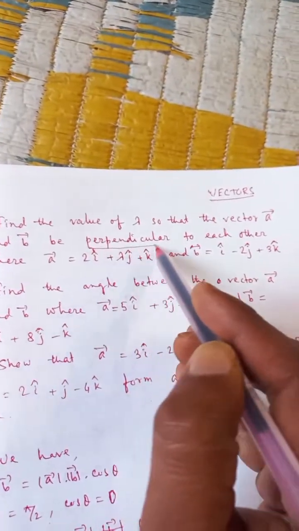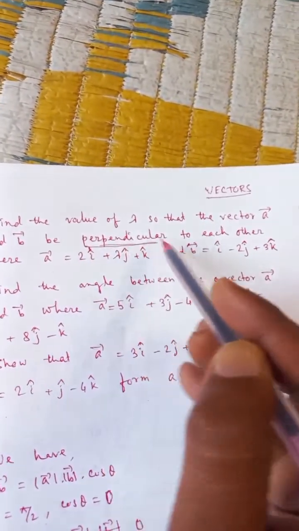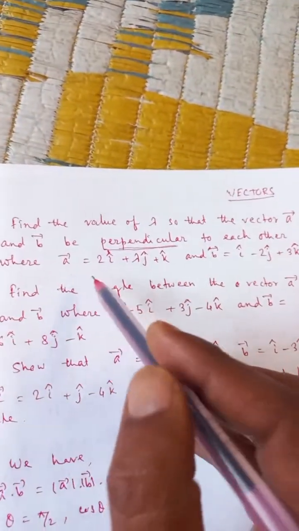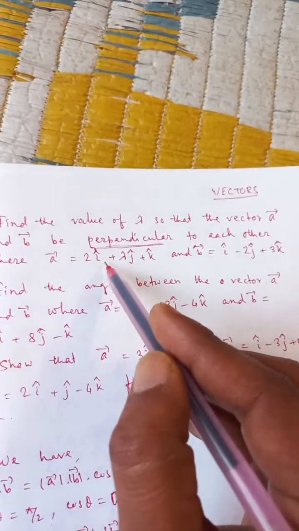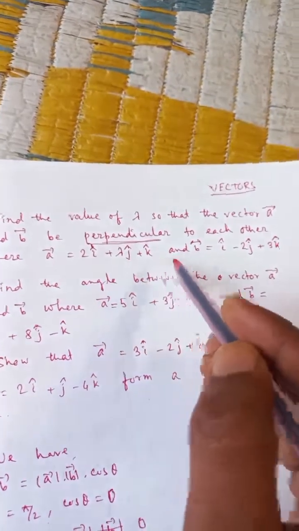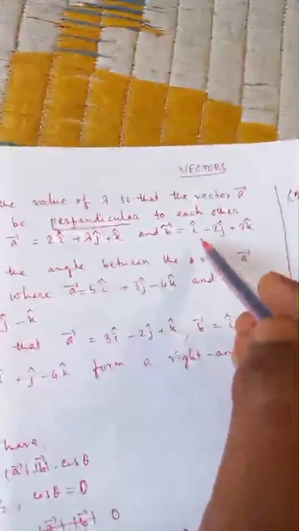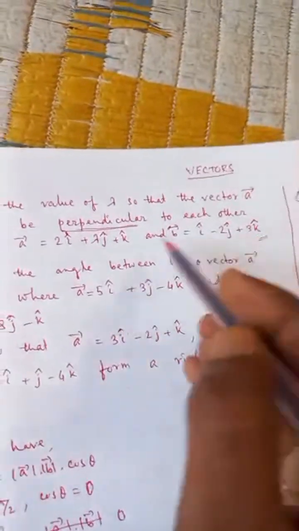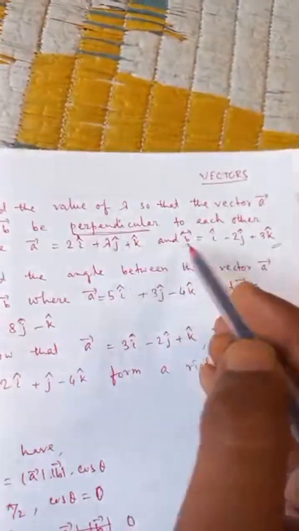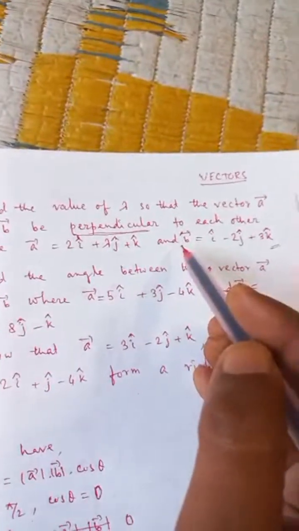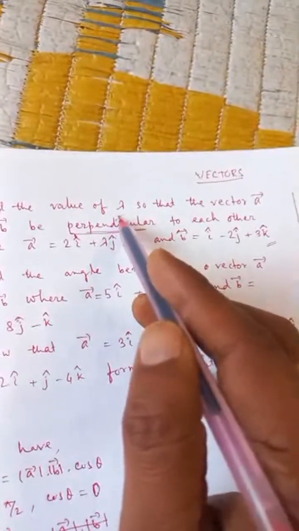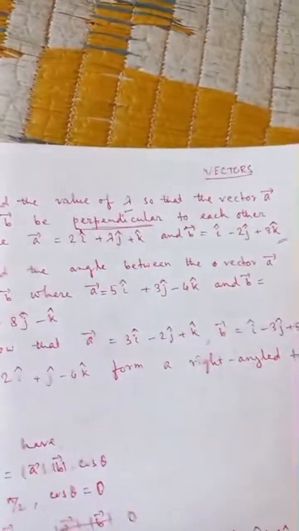Vector A and vector B are perpendicular to each other, where vector A is given as 2i plus lambda j plus k. i, j, k are unit vectors, and vector B is i plus 2j plus 3k. The two vectors are given. We have to find out that the two vectors are perpendicular, and from this we have to find the value of lambda. So how can we find it?